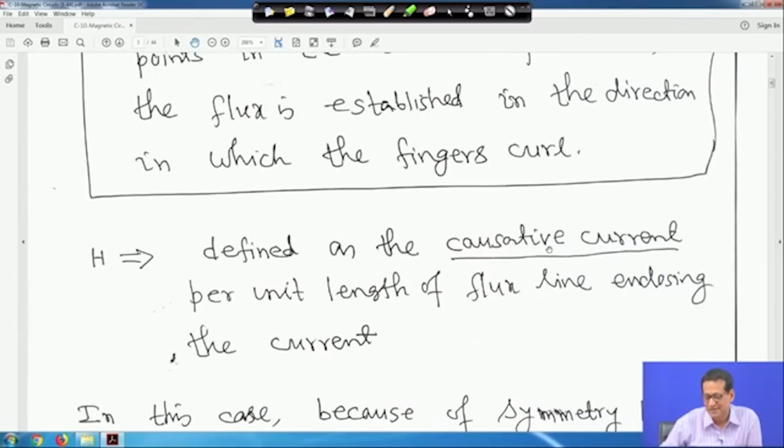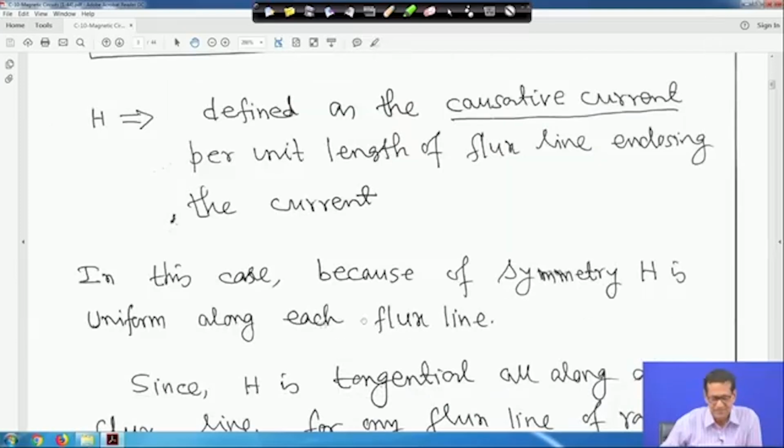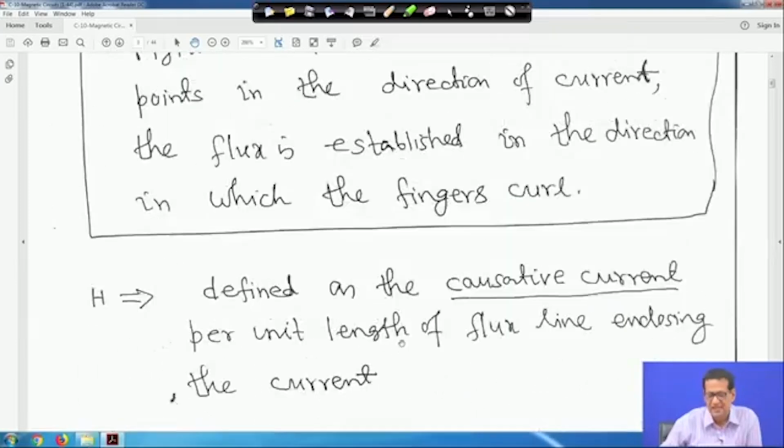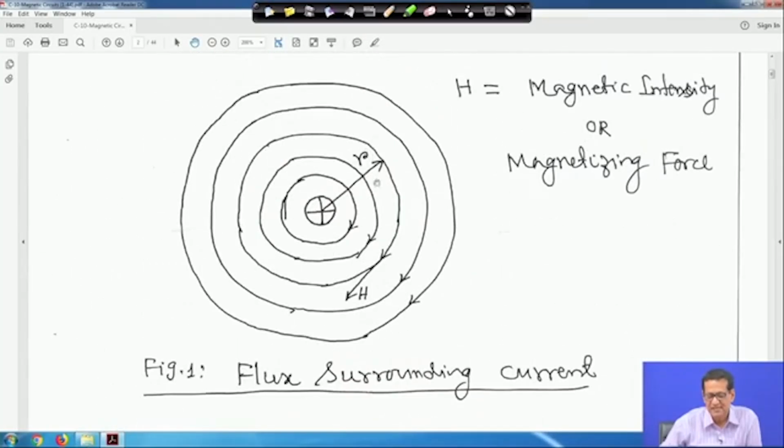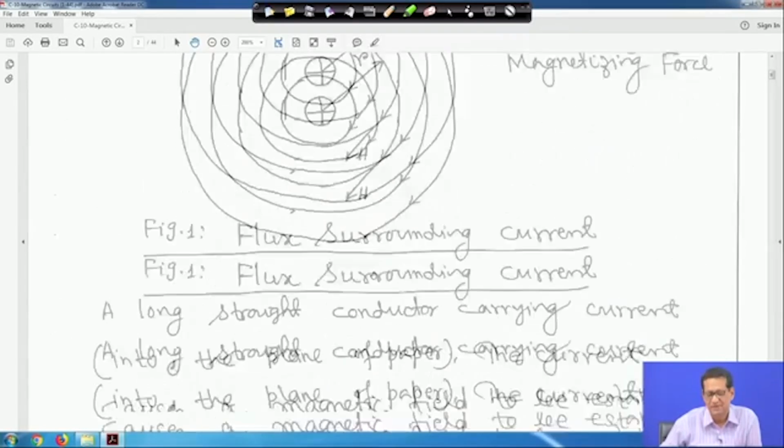H is defined as the causative current per unit length of the flux line enclosing the current. We will come later to what the causative current is. In this case, because of symmetry, H is uniform along each flux line. The flux lines are concentric, and H at every flux line is tangential and uniform.